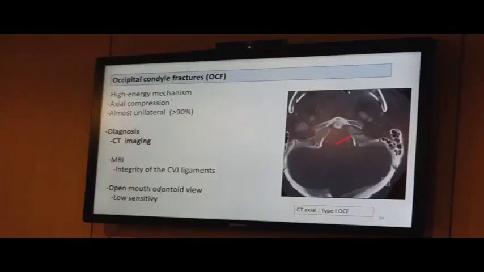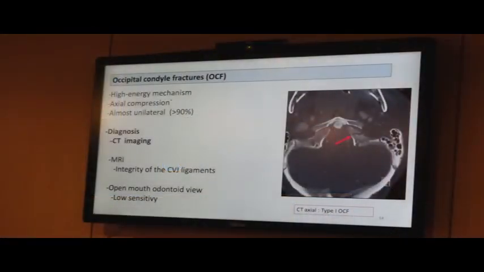The first isolated bone fracture is the occipital condyle fracture. They are only seen with high energy mechanisms. They occur with axial trauma. They are almost always unilateral in 19%. The diagnosis is based on CT imaging with reconstruction views to establish the occipital condyle fracture.